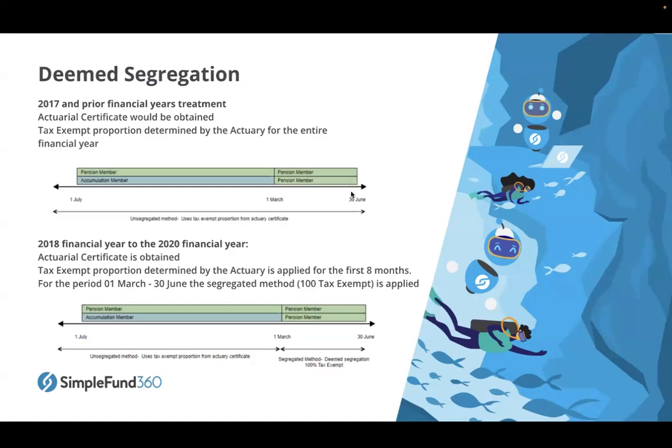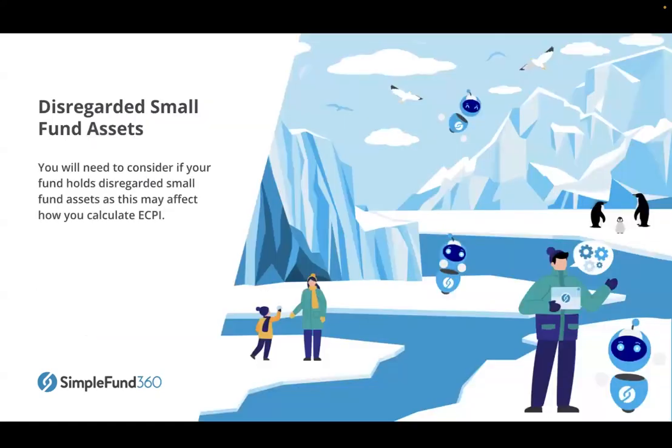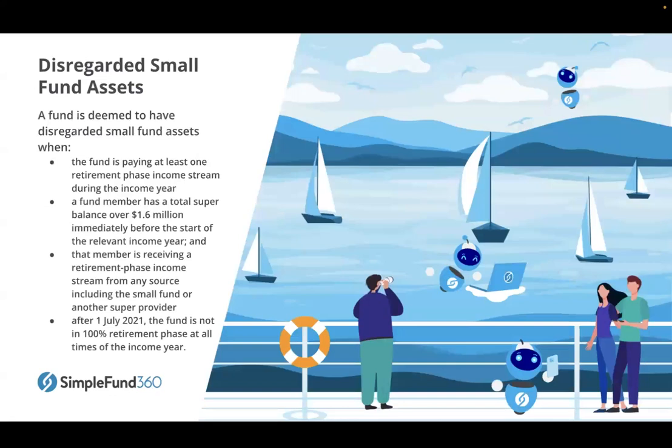Now, before I show you how this works in the program, there's one more term that you need to understand because it applies to your application for actuary certificates, and that is your disregarded small fund assets. Although they gave us the choice of picking between the proportionate and the deemed segregation method, they've also added this bit of legislation that you have to consider as well, and that's disregarded small fund assets. It's maybe a poorly worded bit of legislation, but essentially it prevents certain funds from being able to use any of the segregation methods. That includes when you segregate the assets to members or when using deemed segregation. So if a fund can answer yes to all of these questions, that means the fund can only use the proportionate method, essentially.